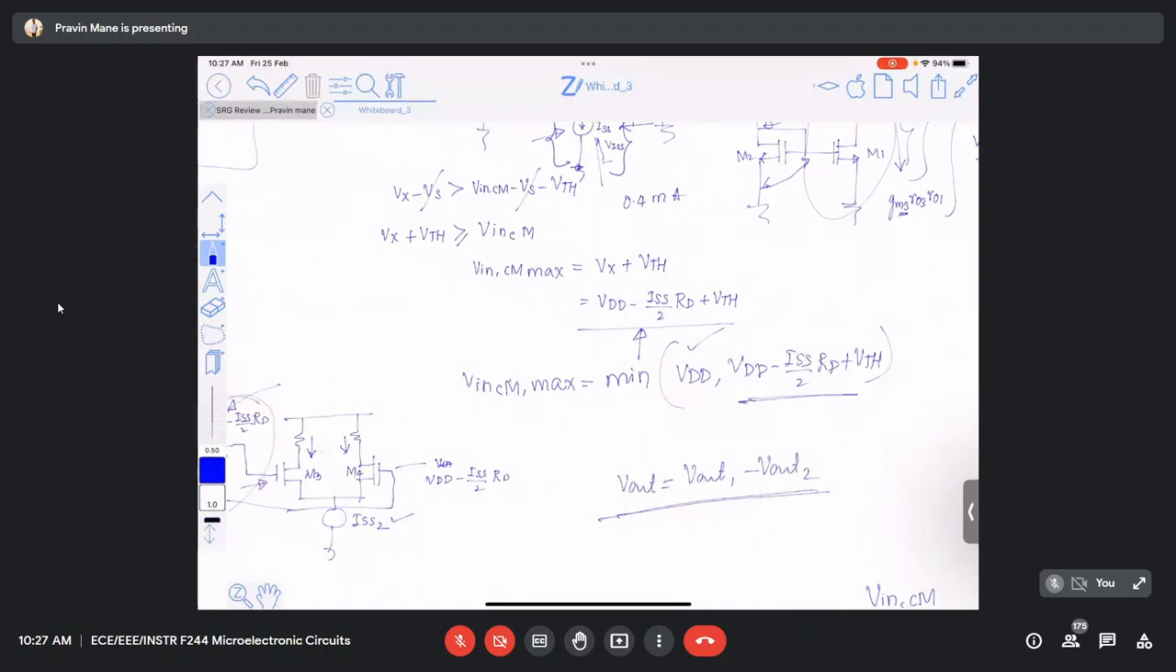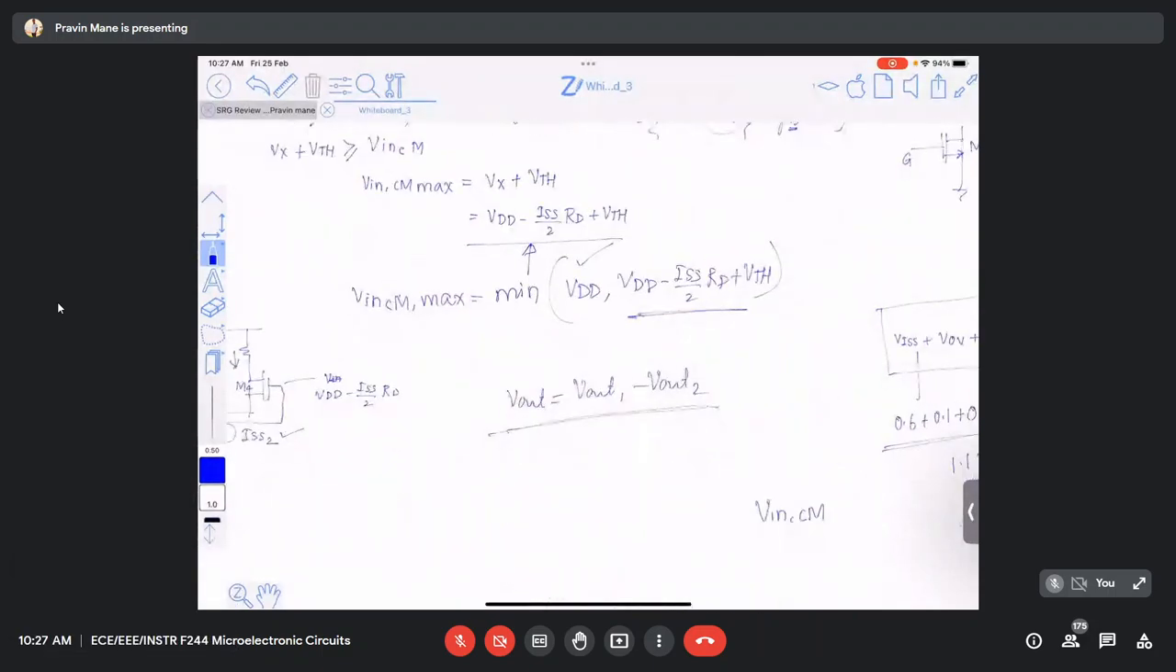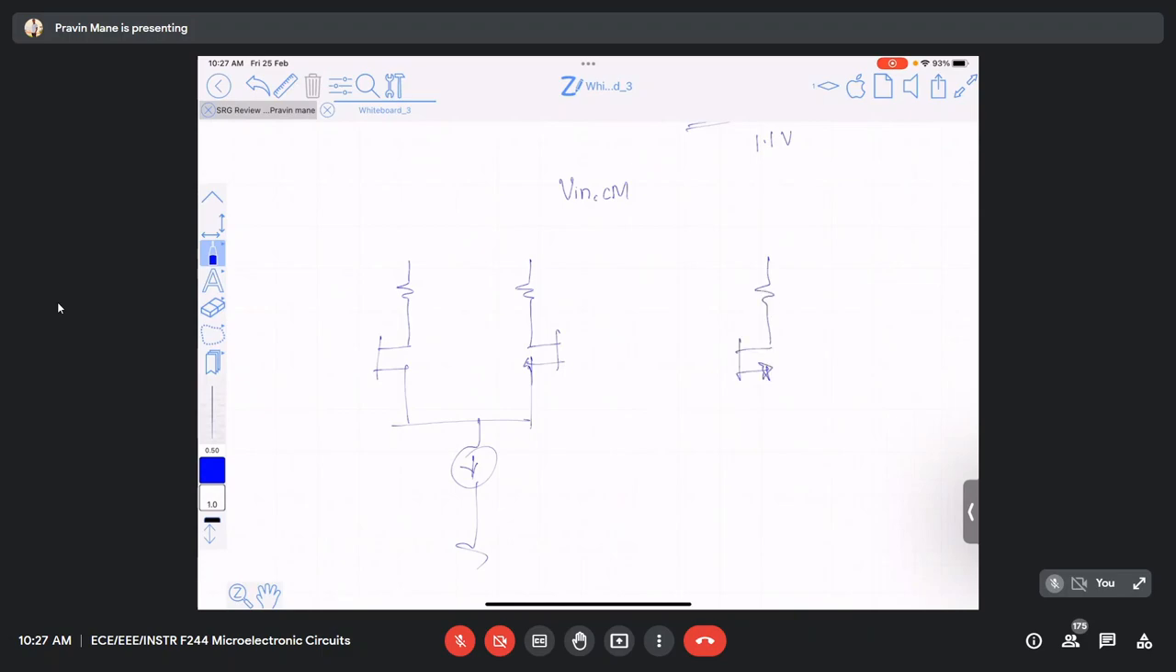So when I connect the output of the circuitry to the input of the next stage, I should make sure that the output common mode level at Vout1 and Vout2 is within the input common mode range for the next circuitry. What I said, suppose I have one differential amplifier. This is one differential amplifier. I'm not drawing it completely. And suppose I connect the output of the first differential amplifier to the input of the second differential amplifier. So this is connected here and this is connected here.